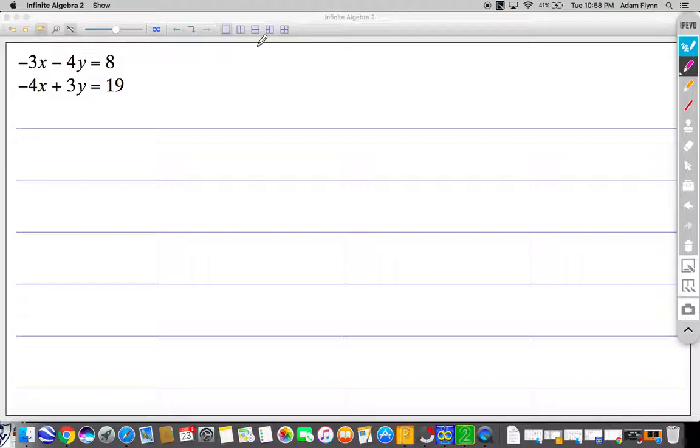And on top of that, looking at my top equation, I've got negative 3, negative 4, and 8. And at my bottom equation, I've got negative 4, 3, and 19. So because I don't have one number that is a factor of the other two, I'll be dealing with fractions. So at this point, we really just got to pick a variable that we want to solve for. So how about we pick this y right here? We'll solve for that. So if we do that, I'm just going to rewrite this equation.